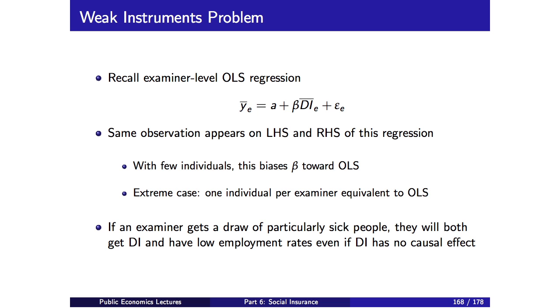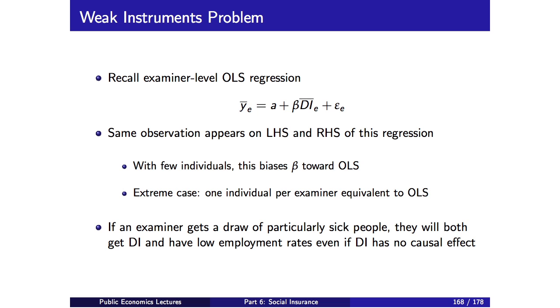Now if I have two people per examiner, it's better, but I still have 50% of the variation coming from myself. And myself is what's generating the OLS coefficient, right? So what that does more generally is, if an examiner gets a draw of particularly sick people, like in the DI application, then those people will both be likely to get disability insurance. Let's suppose the examiner gets a lot of people with these respiratory conditions, just by chance. They're all going to get DI, and they're all not going to be working because they're really sick and they're not going to be able to work anyway.